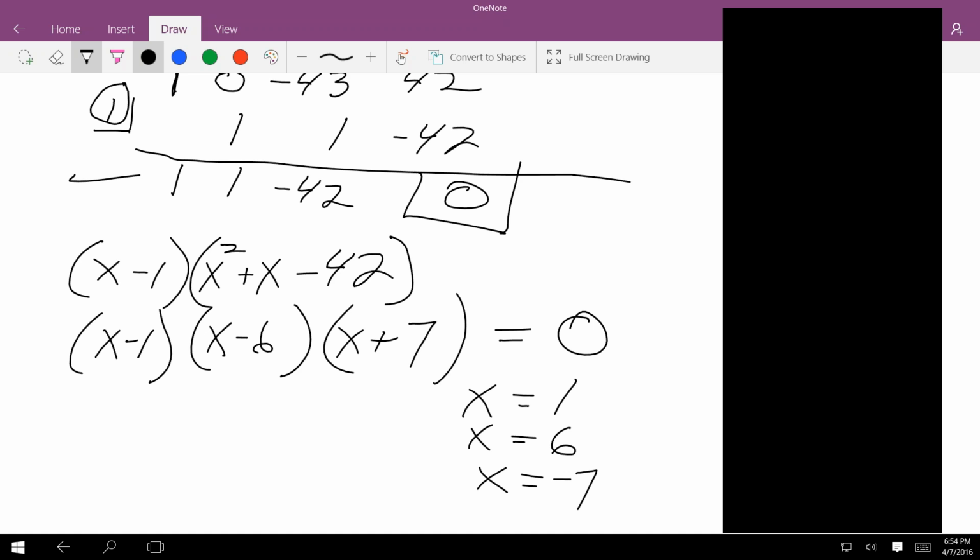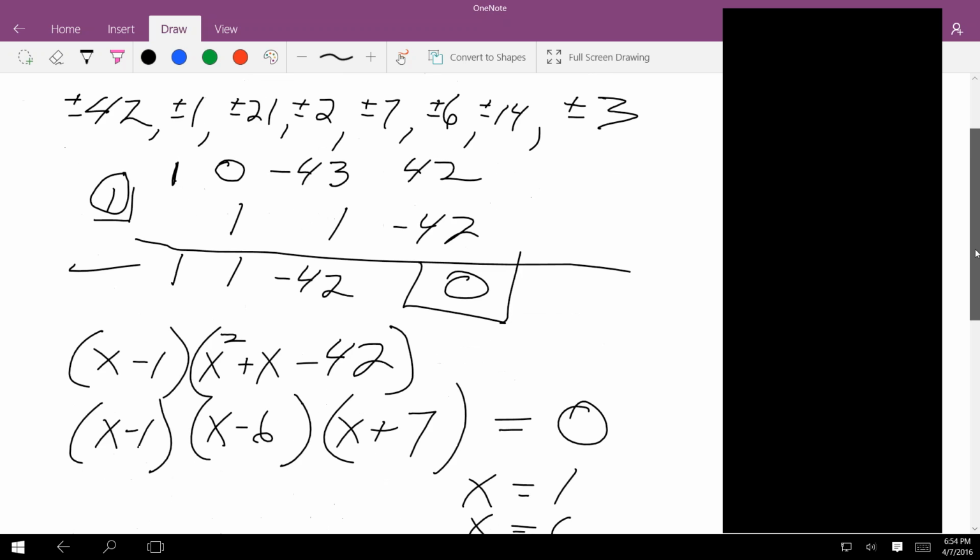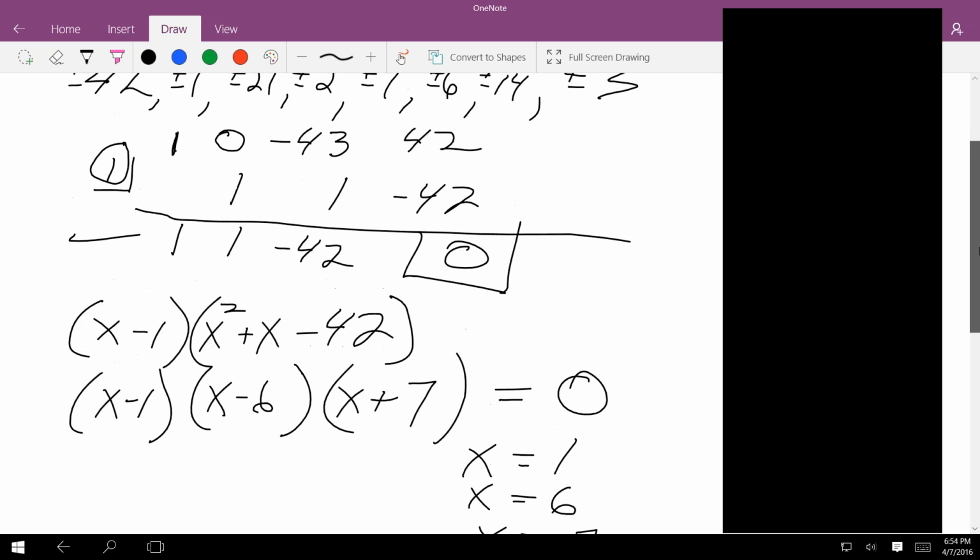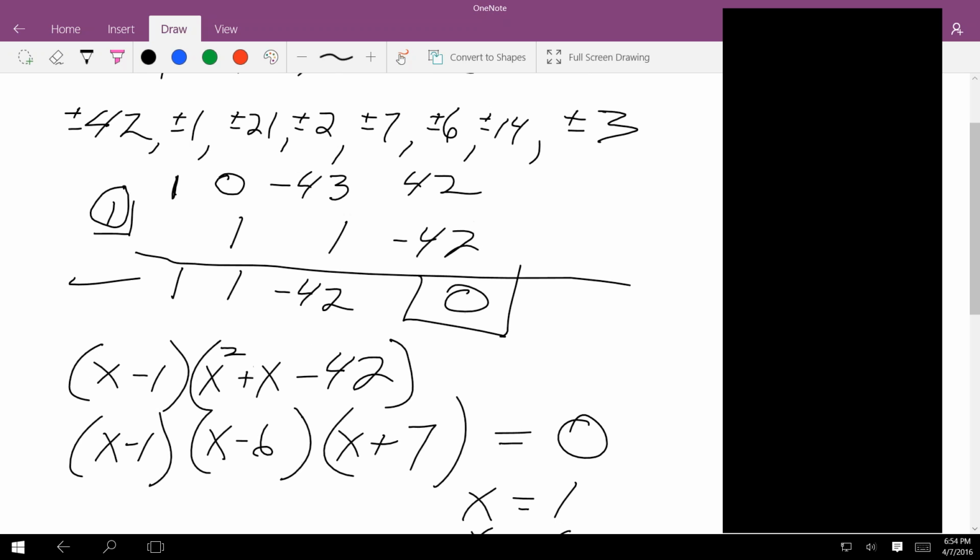Notice that all of those were on my list. 6, negative 7, positive 6, and positive 1 were all of the possible rational factors. So I could have started at 6 and it would have worked. I could have started at negative 7 and it would have worked. I would have gotten the same solution and it would have only taken me one trial.